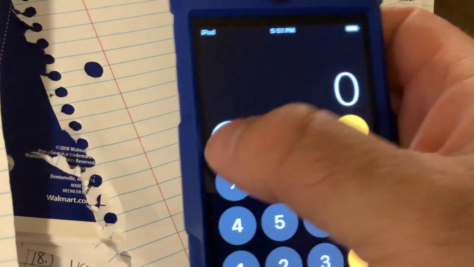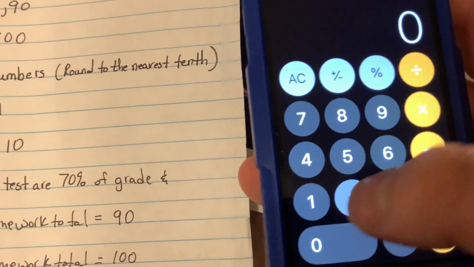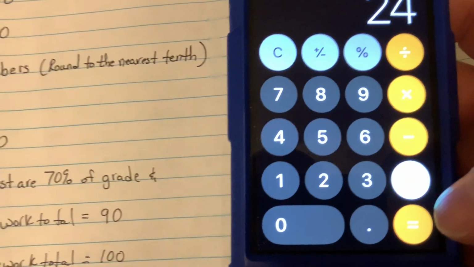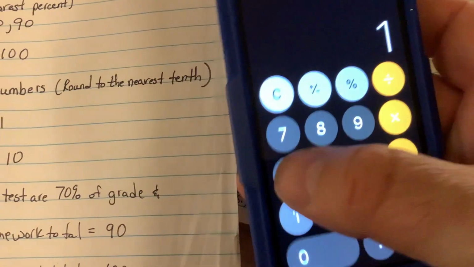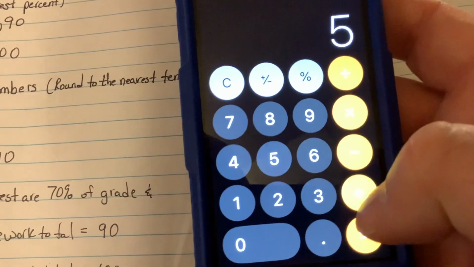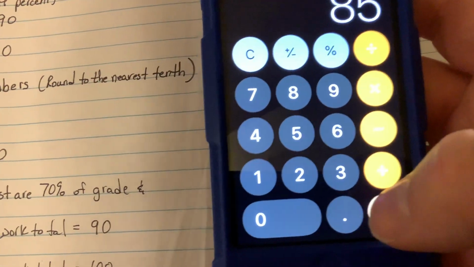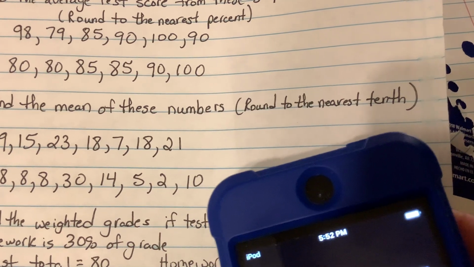Okay, number 8, same thing. So there's 3 8s, so we're just going to make that 24. Add it up. 3 8s is 24. And then we're going to add 30, 14, 5, 2, and 10. So we get 85 when we add them all up. And there are 8 numbers.